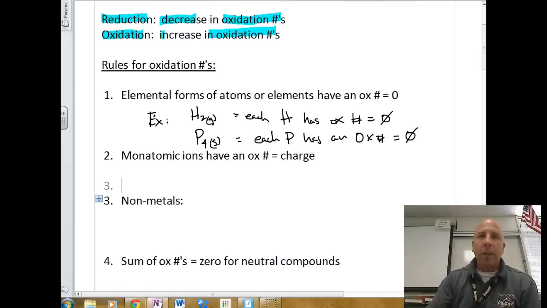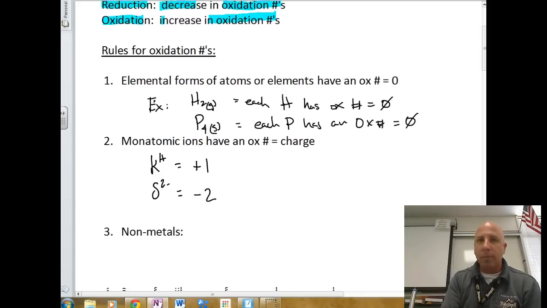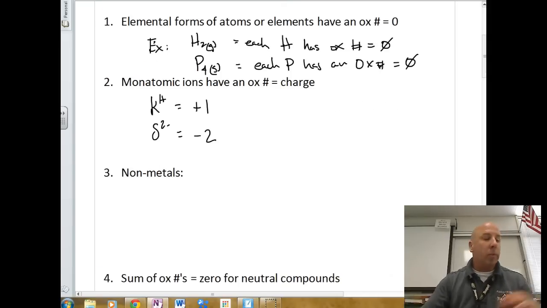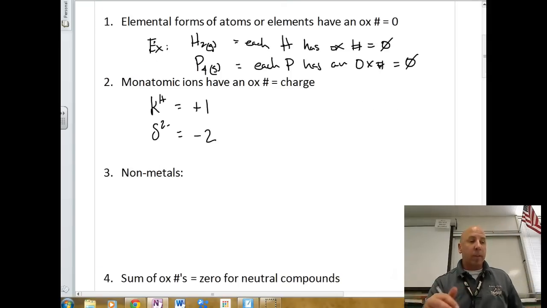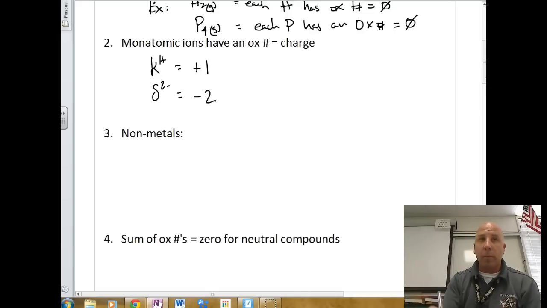Monatomic ions, they're typically whatever charge they have, that's going to be their oxidation number. So if we were looking at a monatomic ion such as the potassium ion, we would say it has a +1 oxidation number. If we were looking at, let's say, the sulfide ion, we would say it has a -2 for its oxidation number. There's some tricks that go on along with some of the metals. Of course, some of these nonmetals.